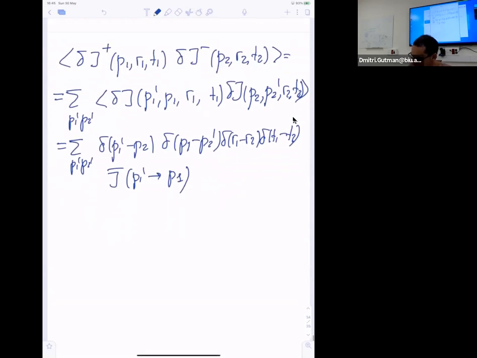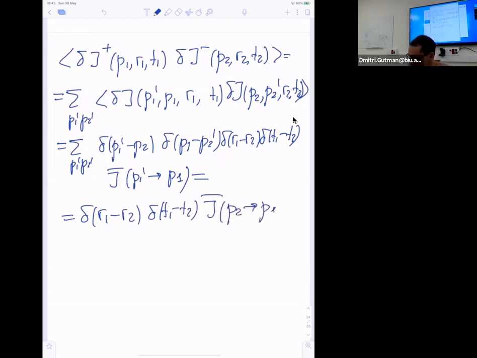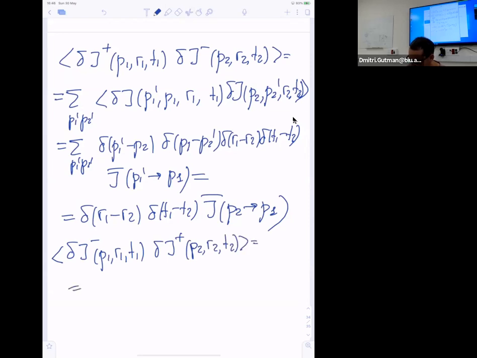And note that this time both delta functions are getting eaten, and we end up with a delta function in space, a delta function in time, and the flux that flows between state P2 and P1. And similarly, I would not write the derivation, it is almost identical: delta J minus P1 R1 T1, delta J plus P2 R2 T2. The same logic will give a delta function in space, a delta function in time, and the mean flux between state P1 to P2.